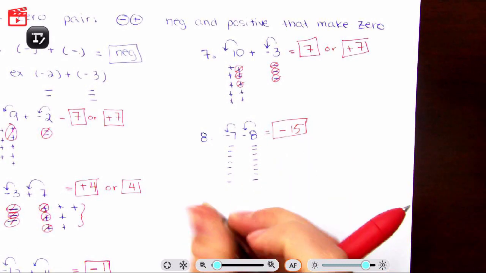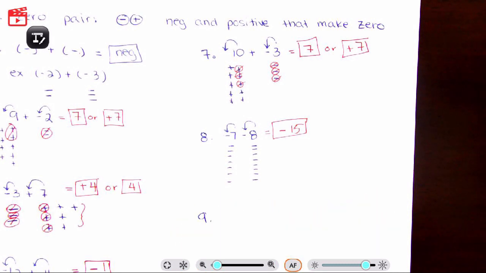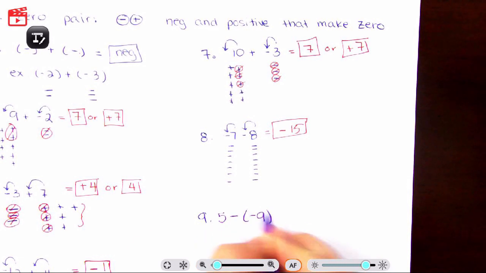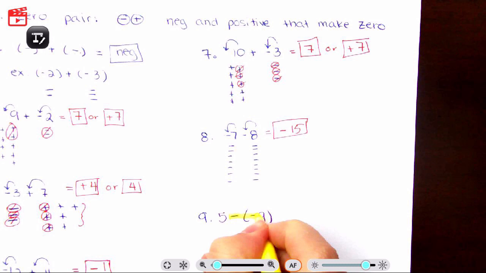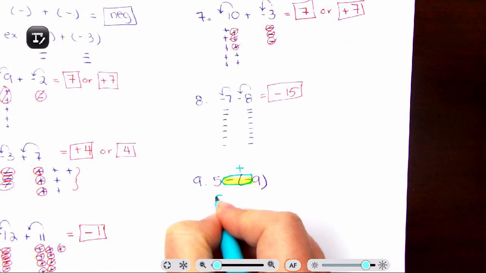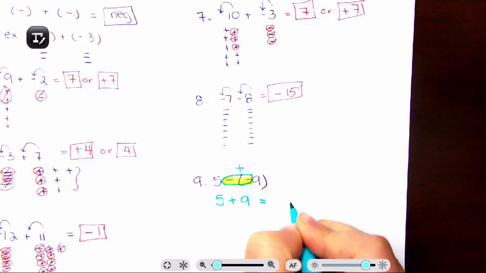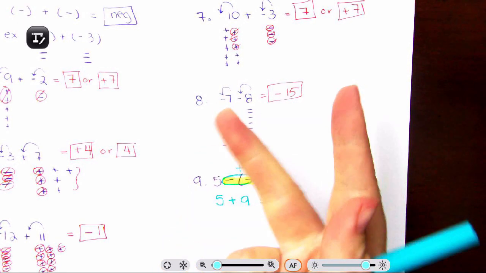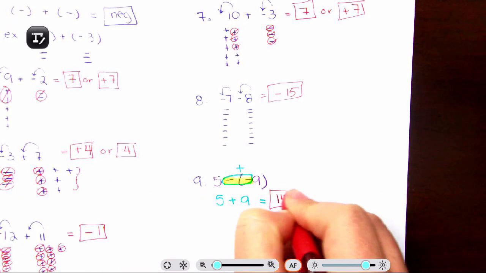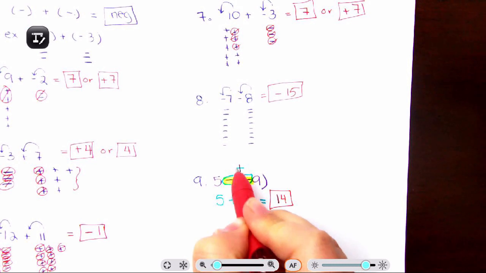Number 9 is where it starts being a little tricky, and then even switch colors. Number 9 says 5 minus negative 9. So here's the thing. Whenever you have two negatives that are next to each other like this, and you can circle them, let me choose a different color. If you can circle those two negatives without crossing out any numbers, that means this is actually plus. So this is in fact 5 plus 9. And 5 plus 9, you can use your fingers, 9, 10, 11, 12, 13, 14. 5 plus 9 is 14. Again, two minuses next to each other make a plus.